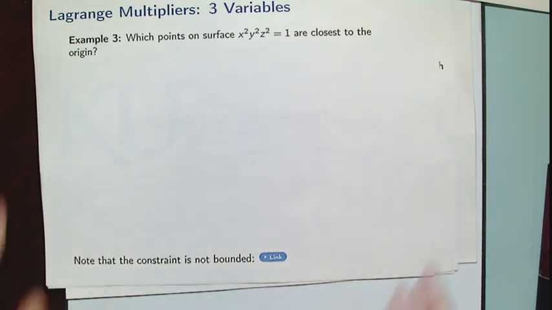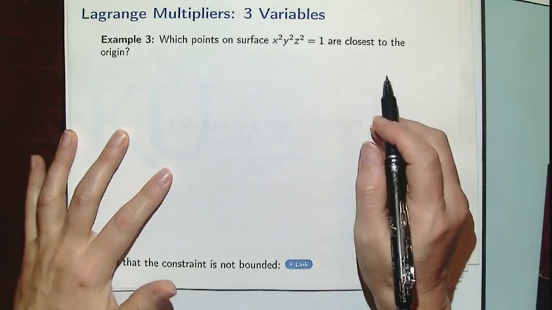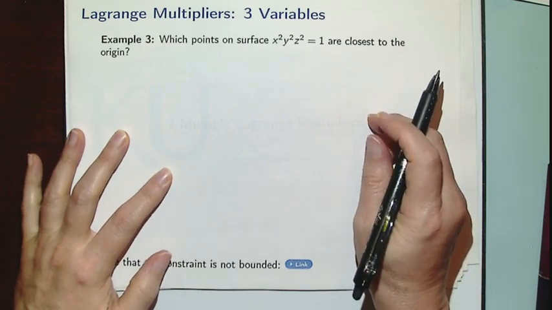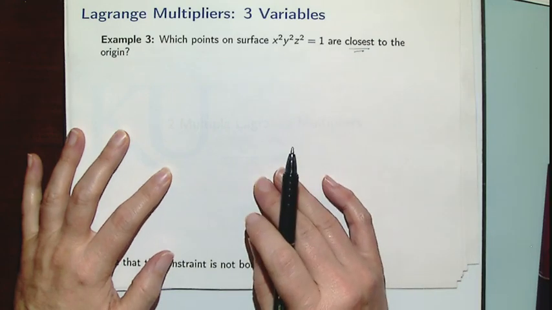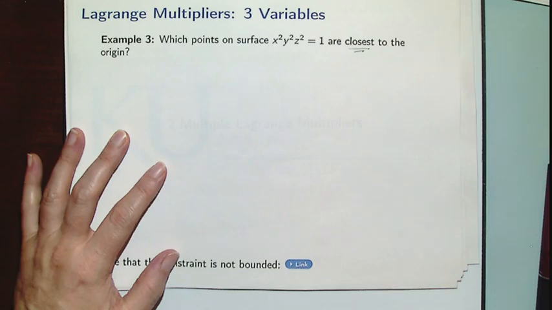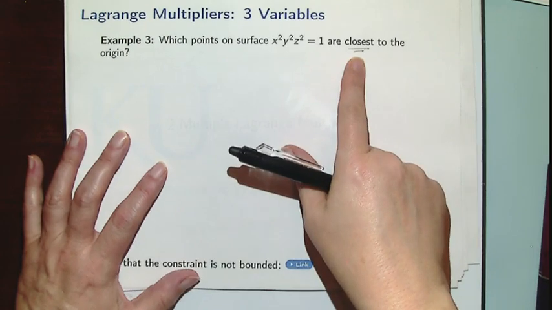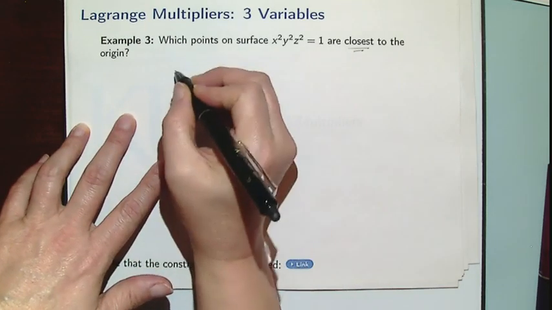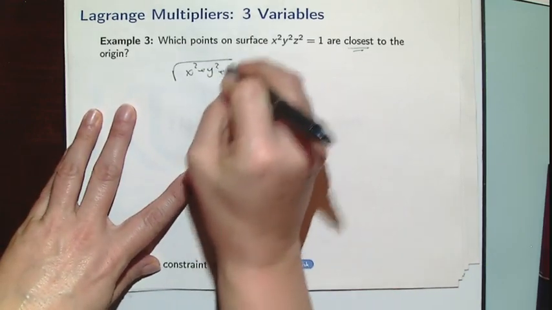Now, what is this question asking? What is it that I'm trying to optimize? What does closest mean? Think English, not math. Near something. How do I measure nearness? Distance. So what are you trying to optimize? The distance. So I'm trying to really optimize this from the origin. This is the distance from the origin, right?